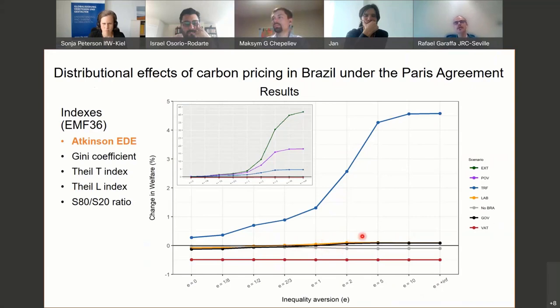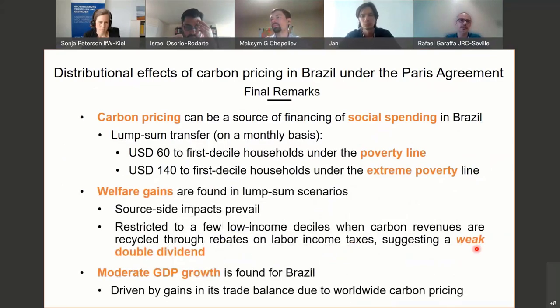And then, of course, we also had a counterfactual scenario where we simulate Brazil being the only region that does not put a price on carbon. So this is more to disentangle international from national effects of carbon pricing. Then we can have a fairer comparison in terms of welfare changes, but also in terms of GDP changes. And this is my final slide.